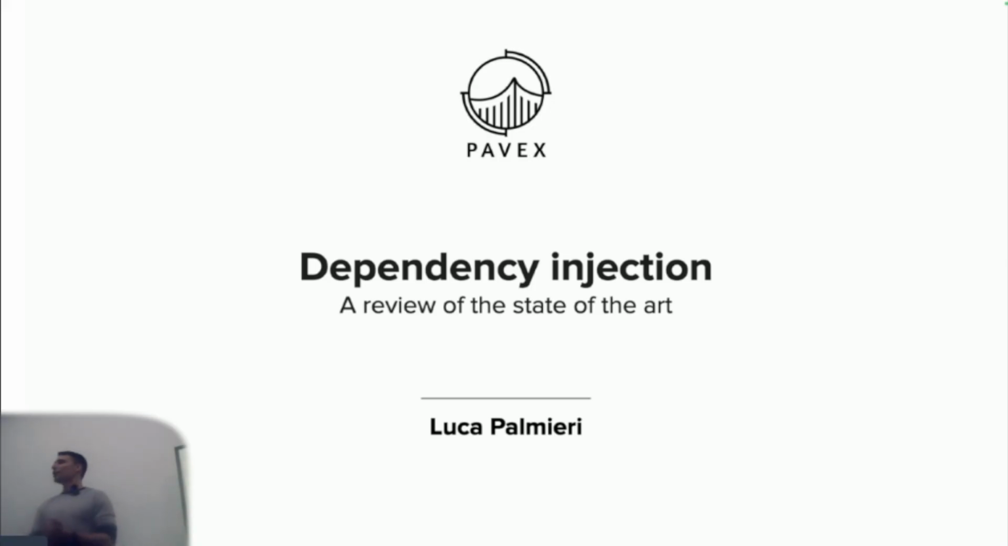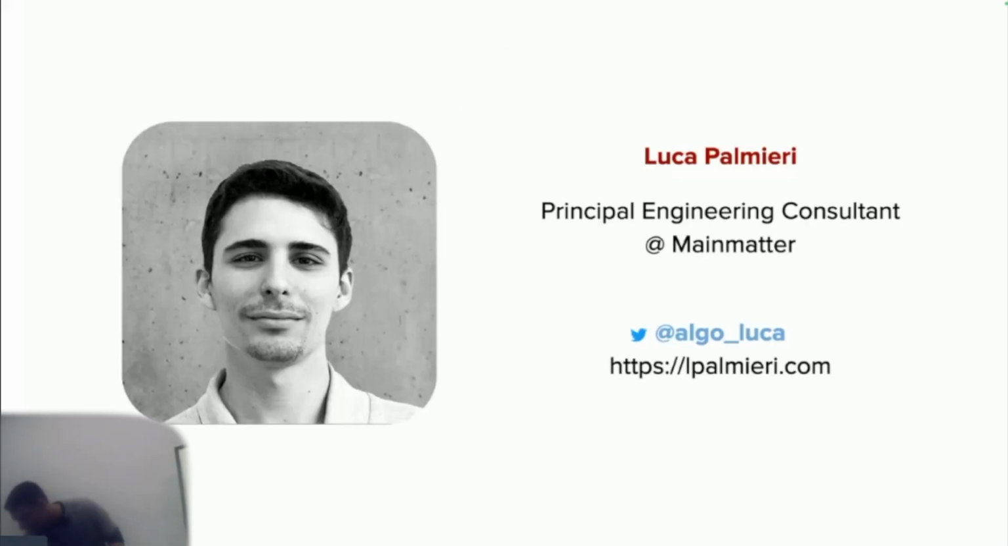So tonight we'll be talking about dependency injection. We'll be doing a review of the state of the art. So it's just generally what dependency injection is, how people do dependency injection in Rust, how that works, why it's good, why it sucks, and why Pavex does it slightly differently. So that's the theme of the night.